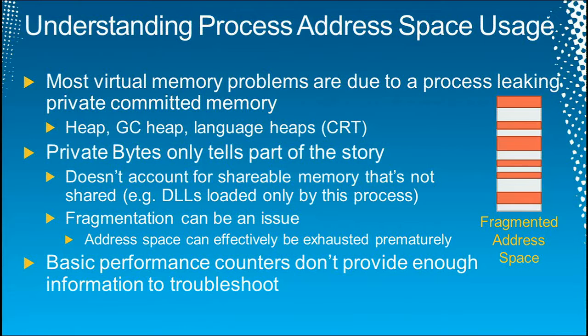But private bytes only tells part of the story when you really want to understand what's going on with the virtual memory usage of processes. It doesn't account for shareable memory that's not shared. If you're interested in what is this process really, what is its impact on the system? How much virtual memory is private that it's using? How much is shareable? What is that shareable? And this is interesting from a developer perspective as well, when you're looking at optimizing your own code, that if you've got shared memory but you're not sharing it, you might as well be private memory. Shared memory is only useful if you're sharing it.